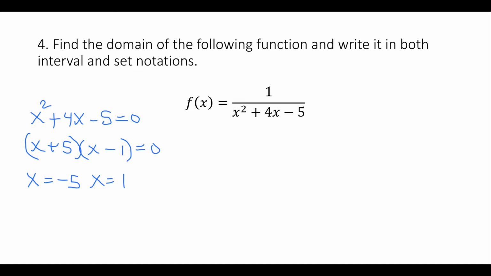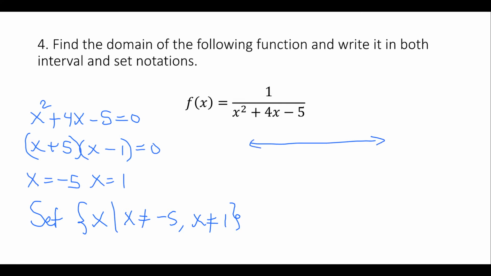So then how do I write the answer? Well, the set notation is going to be: I want all of the x's with two conditions. The x cannot be negative 5, and the x cannot be 1, because I want to avoid those numbers completely. Now, how do I write this in interval notation? Let's think about it graphically. So here's my negative infinity and positive infinity. Here is my negative 5 and 1.